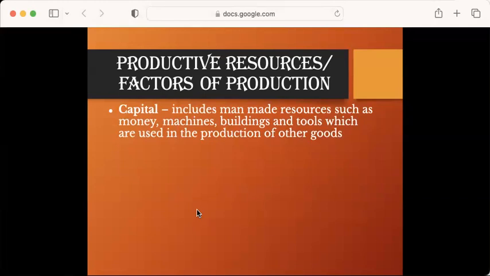Now, there are companies, there are businesses, there are workers who make tools, who make machines, who make money, who make buildings. Now, these tools, machines, money, buildings, equipment, all of these are also used up in production, producing goods and services. So these are also resources, but this resource is a man-made resource.